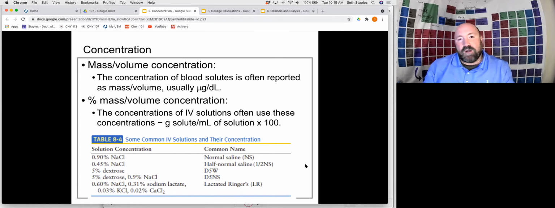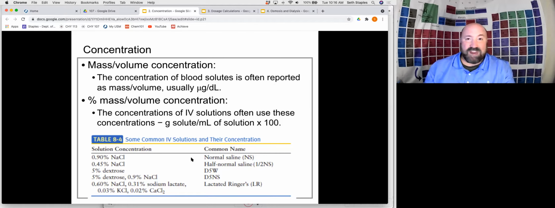So a mass to volume concentration, some examples of where that's used. The concentration of blood solutes is very often reported as a mass to volume, usually micrograms per deciliter. If you're looking to find just the amount of things in blood, those would quite often be the units used. Percent mass to volume concentration: the concentration of IV solutions is very, very often given in percent mass to volume. Some examples down here: we have, for instance, a 0.90% NaCl solution. That's 0.9% NaCl compared to the volume of solution.